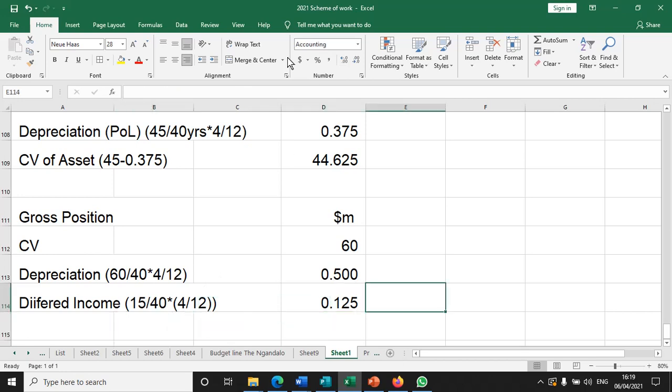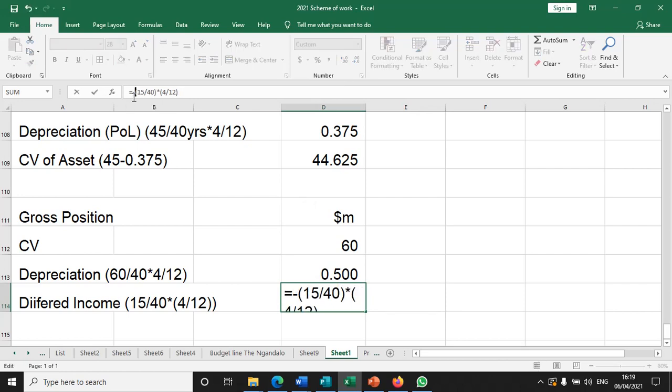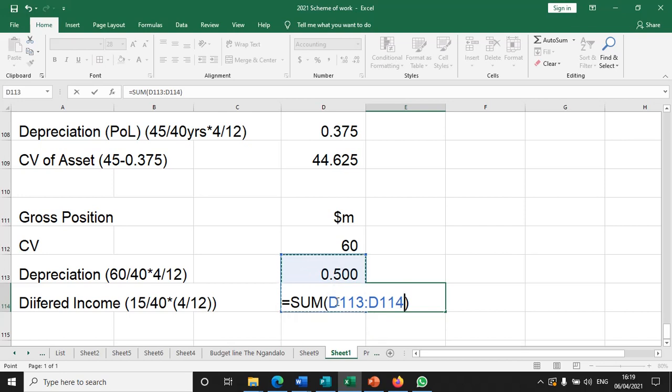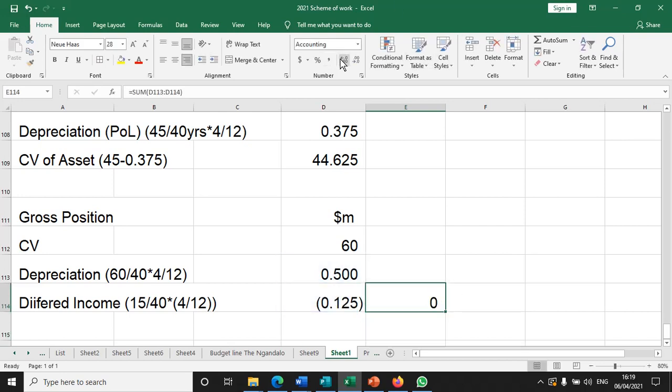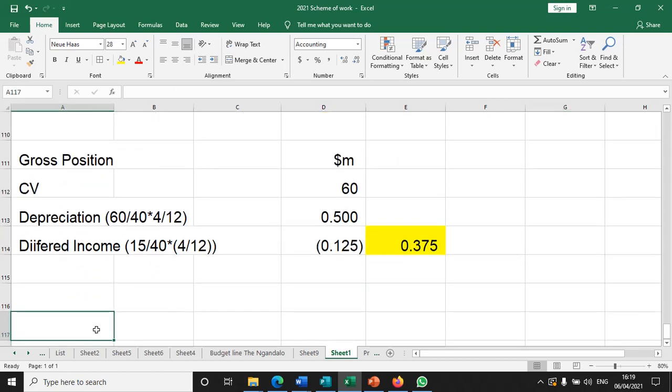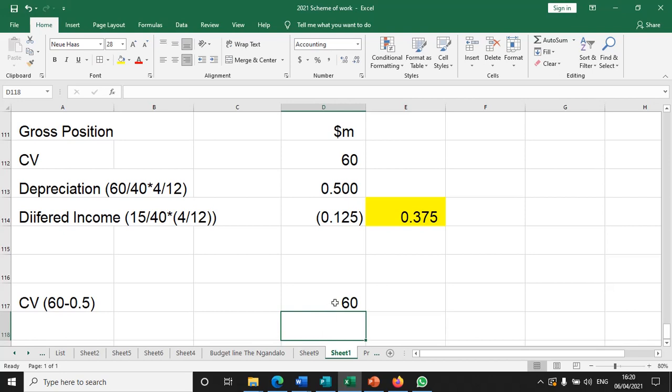Now I want you to notice that when you combine these two figures, this one can be put as a minus because it's income. When you combine this plus that, I hope you can see that this amount is equal to that amount, so the effect on the profit or loss is the same. The CV is not very difficult: it is minus 0.5, which is 59.5.